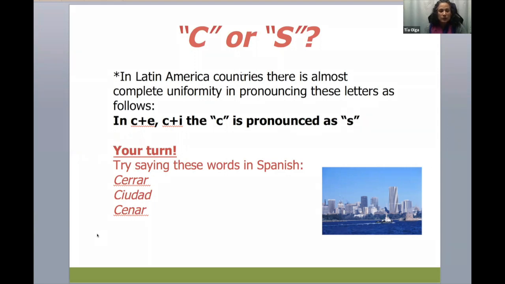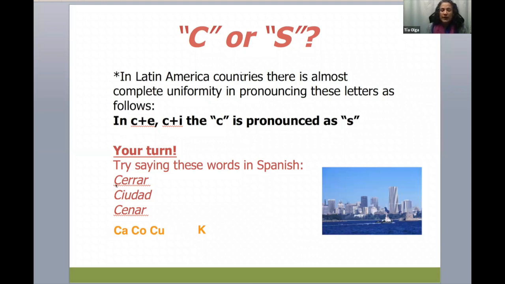The other vowels, you need to pronounce like K. For example, C-A, C-O, C-U. In those cases, the sound is K. You pronounce it like K in Spanish. Ka, ko, ku. And this one is se, si.